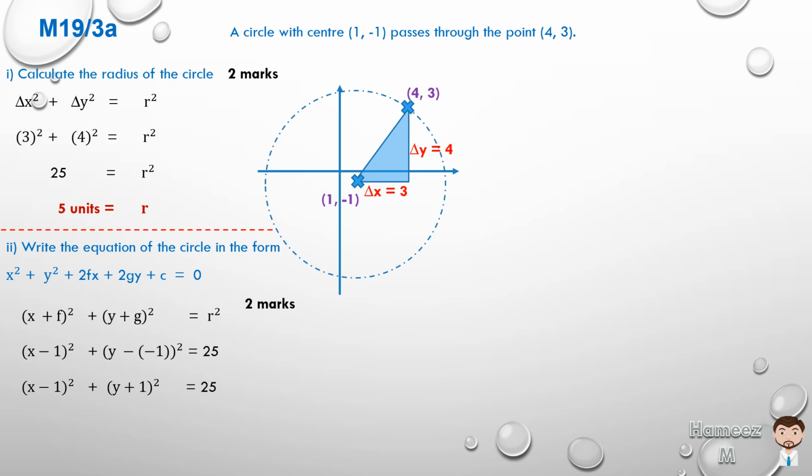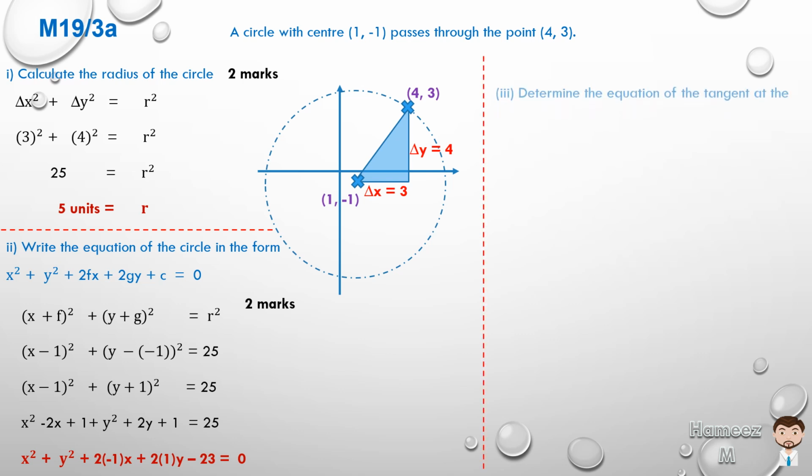And we can expand. So that will give us x squared minus 2x plus 1 plus y squared plus 2y plus 1 is equal to 25. And if we bring everything across, it will give us x squared plus y squared plus 2 by -1 x plus 2 by 1 y minus 23 is equal to 0.